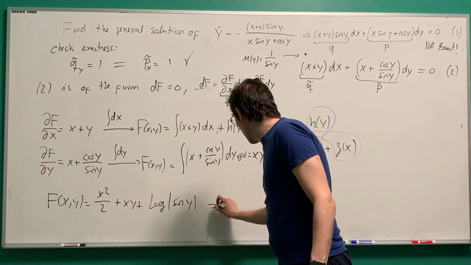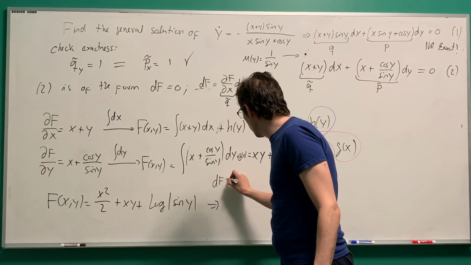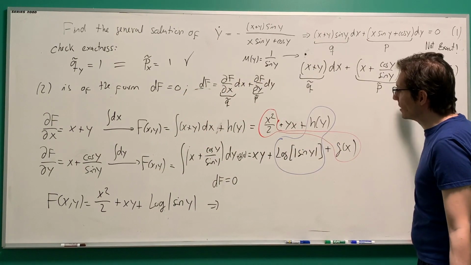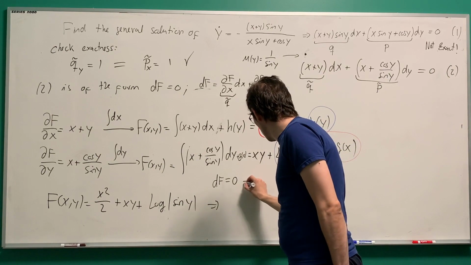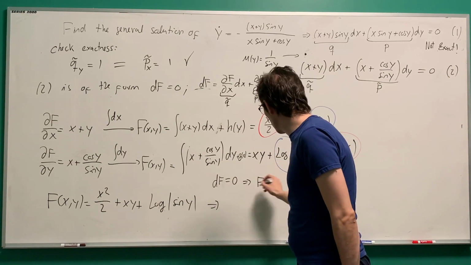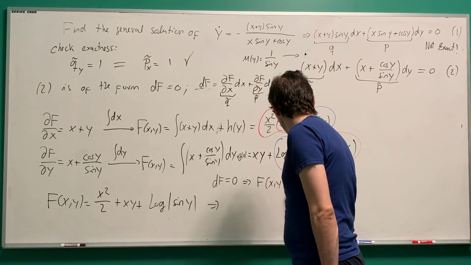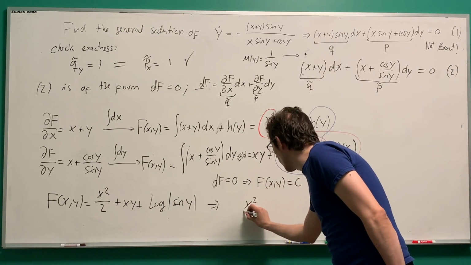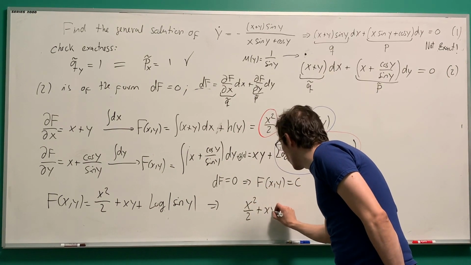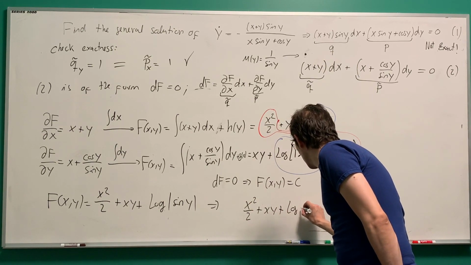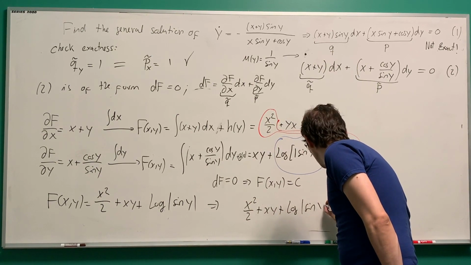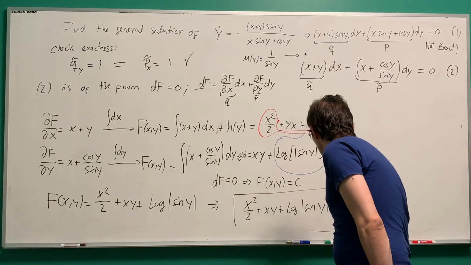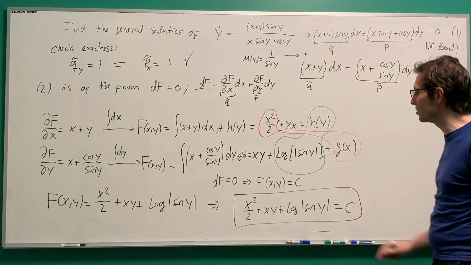Remember that the solution, because the equation is of the form df equals 0. Df equals 0 is equation 2, right? So the solution to the equation is integrating both sides, f of x y equals constant. So let's write that. F of x y, which is x squared divided by 2 plus x y plus log sine of y equals constant, is the implicit solution to the equation. That's what you box, that's the solution.